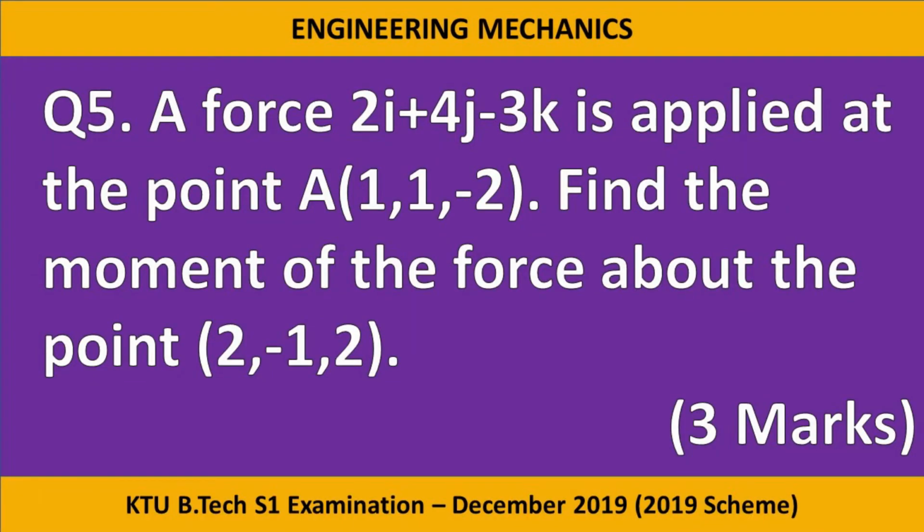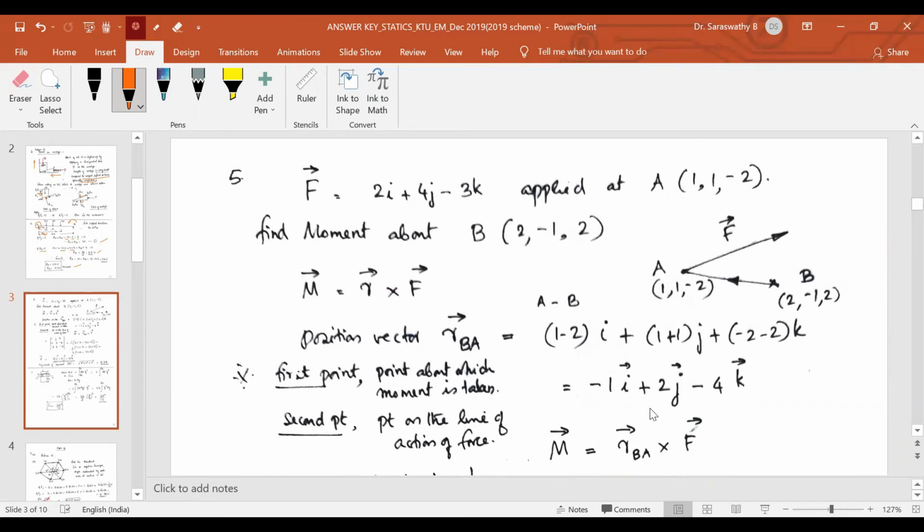A force 2i plus 4j minus 3k is applied at the point A, (1, 1, -2). Find the moment of the force about the point (2, -1, 2). So this is from module 3, forces in space. The same question is repeated in January 2021 also, but there the data was missing. They have not given the coordinate of the second point.